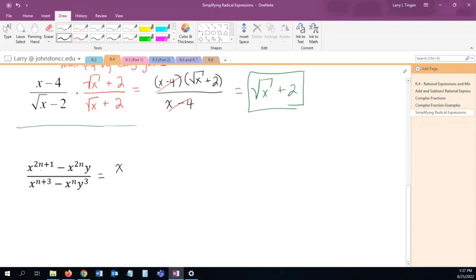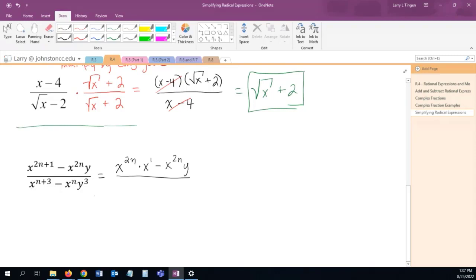When I have the same base and I multiply, I add the powers. So I can rewrite this first term as x to the 2n times x to the first, which I don't have to write the 1, but it's there. Why is that helpful? Hopefully it lets you in on the secret that the first term and the second term both have a factor of x to the 2n.